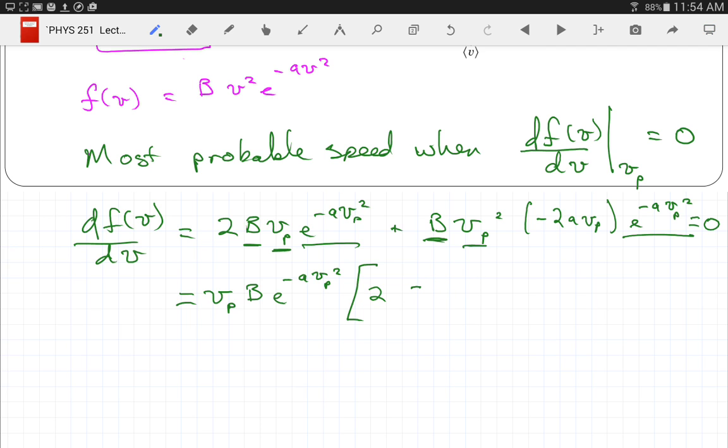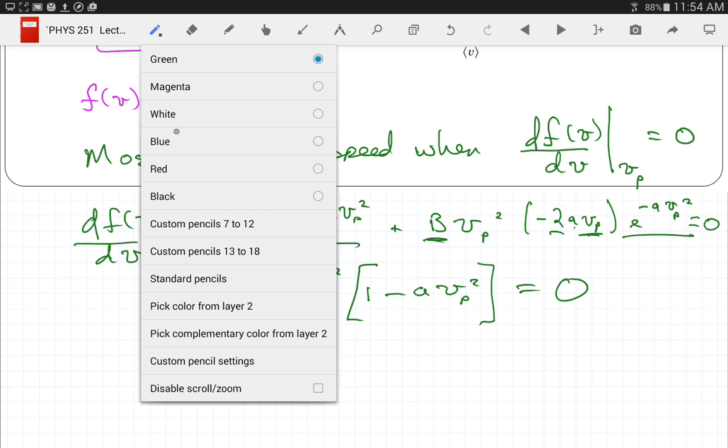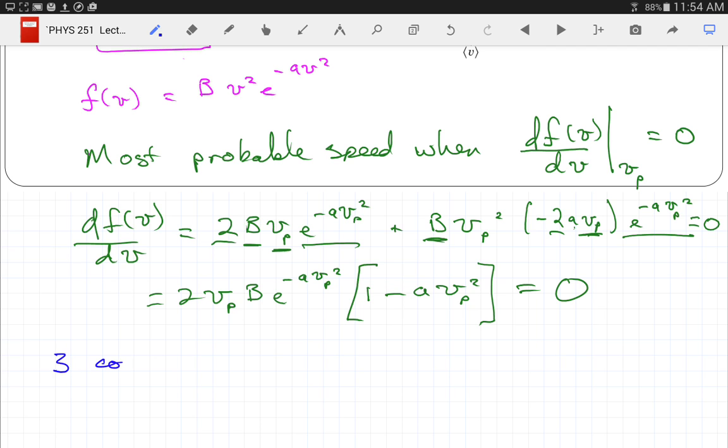Actually, I could have factored out the 2 now, couldn't I? I forgot that there was a 2 there. So I factored out the 2. The first term is just 1. The second term has a minus here. There was a VP here. It's better to underline that one, a VP there, and a VP squared. So I'll have this A and this VP squared. Now if I look at this, I have 3 conditions that will set this equal to 0. Any one of those could be my answer.